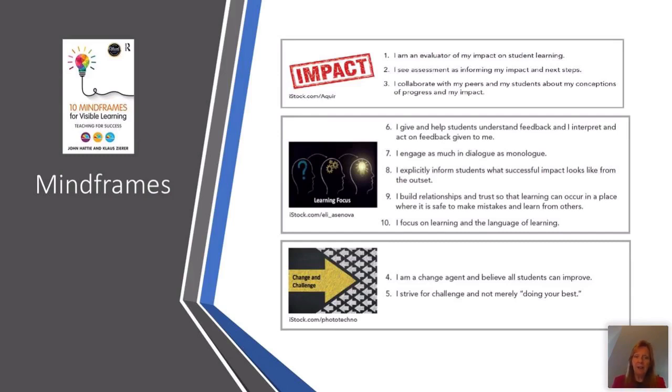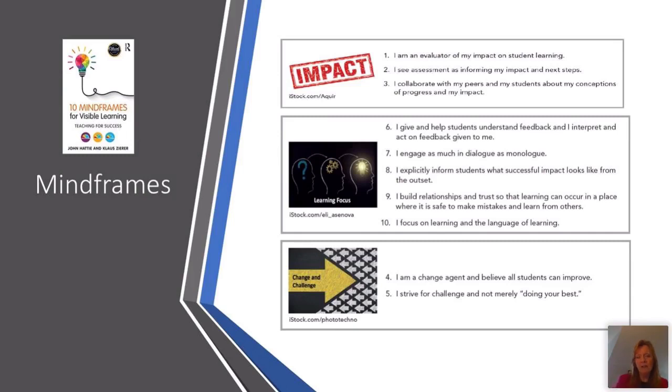Crucially, it's about dialogue. So we want to be able to help teachers to find opportunities to use dialogue rather than monologue. Because if learning is invisible, how do we make it visible? And we make it visible through more opportunities for dialogue. We also, in the mind frames, want to be able to look at specific and explicit ways of informing students what success looks like. So that's where we really delve into those success criteria.